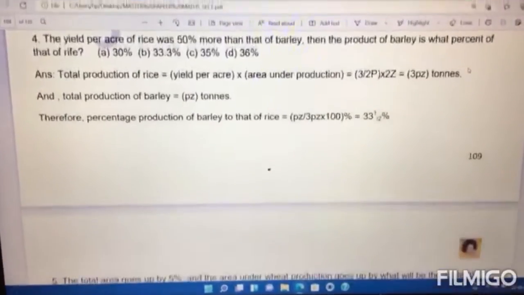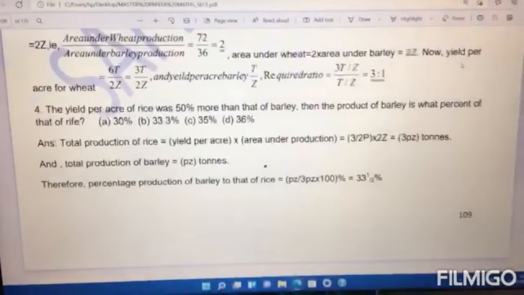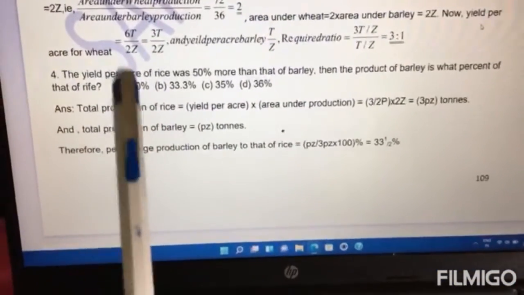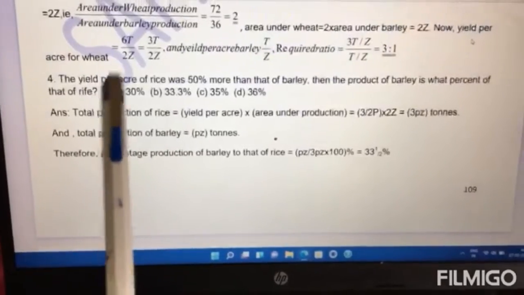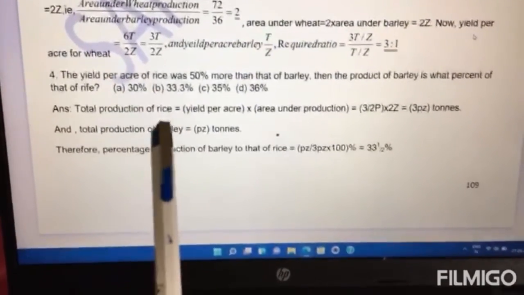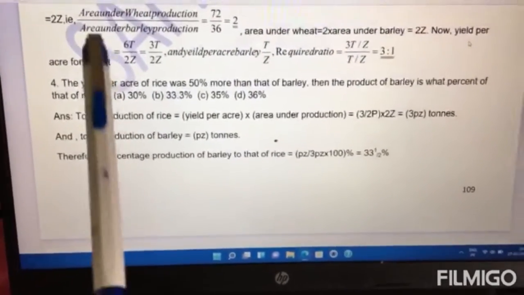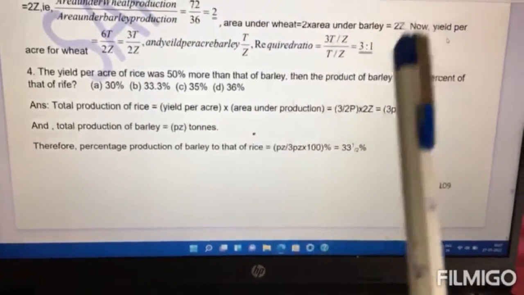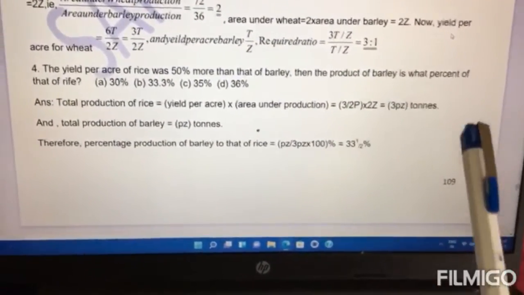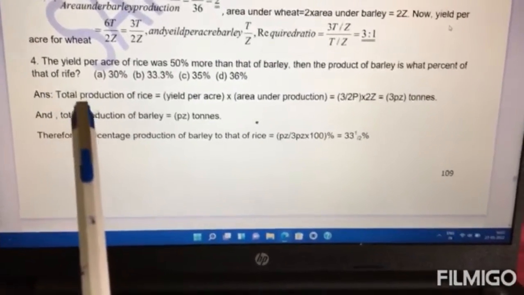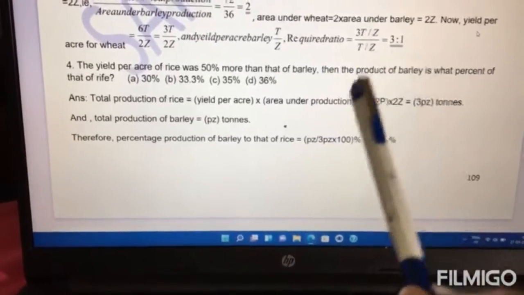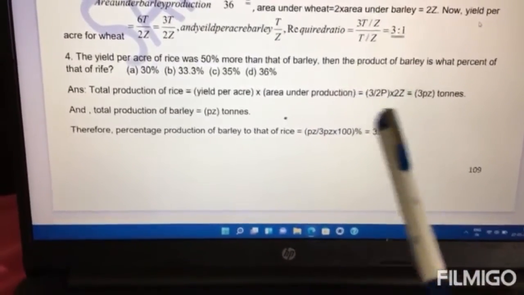Okay. Question number 4 is related to this, but let's do it anyway. Now, yield per acre. Now, we saw from the previous question, how do you calculate yield per acre? Total yield divided by total area under production. So, you will get yield per acre, okay? So, yield per acre of rice was 50% more than that of barley, okay? Then the product of barley is what percent of that of rice? It is not rice, it's a typo, it's rice. Product of barley means nothing but total production of barley, that is total amount of barley produced. Okay, how do we do it?